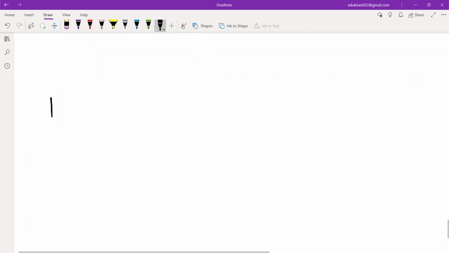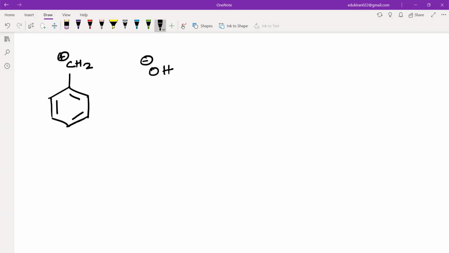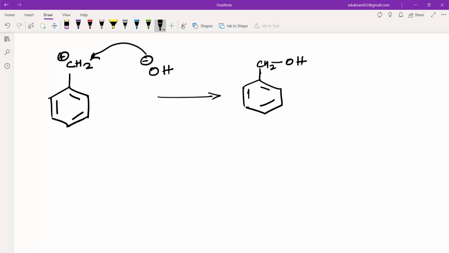See, we had this structure, right? CH2 positive, and there were double bonds like this. Now, if we did not know about resonance, an untrained person in chemistry, if he saw something like OH negative, what will he do? Oh, so easy. He will just attack here, and he will say, sir, this is the product. This is the product: CH2OH, right?